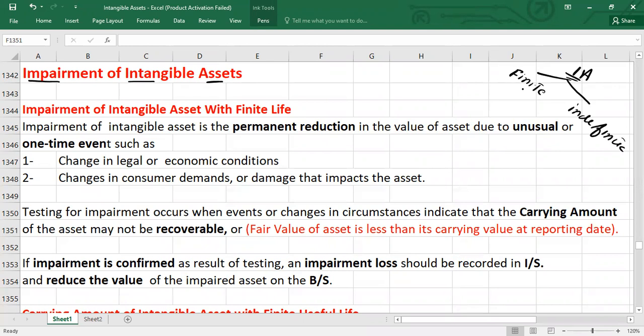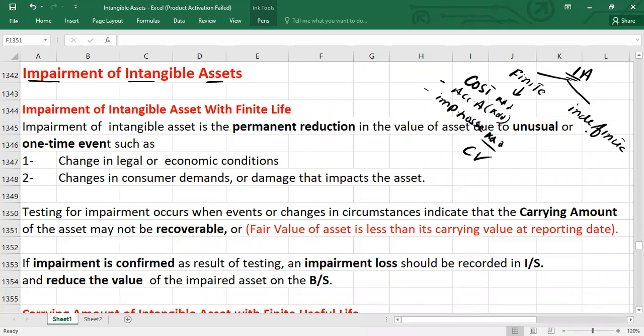If our asset has a finite useful life, how can we record it? We need to take the cost of the asset. From the cost we will subtract accumulated amortization, and we will also subtract impairment losses if any. This is how you will get the carrying value of an asset with a finite life.